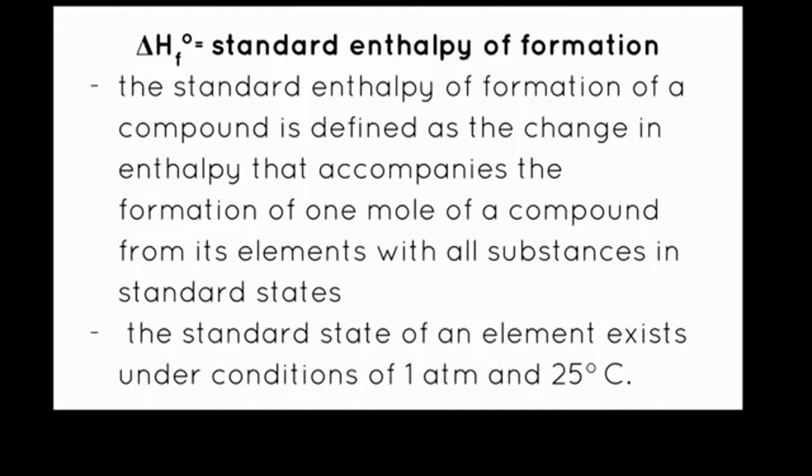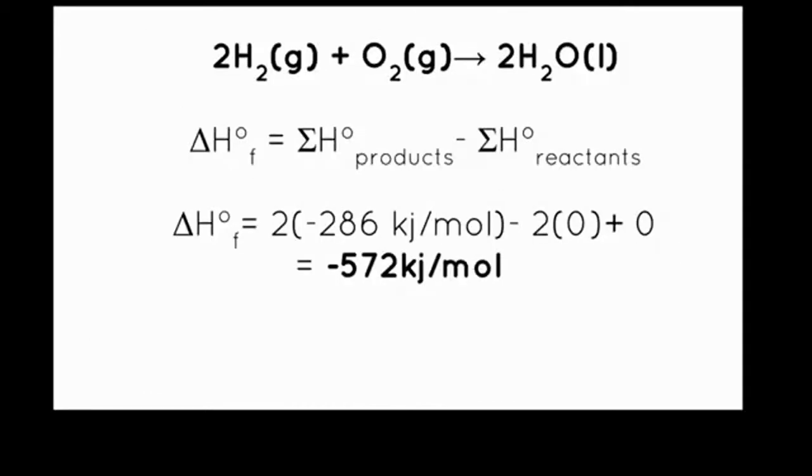So that's what the degree sign means. That means standard conditions. So here's an example problem. 2H2 plus O2 yields 2H2O. And like I said earlier, the equation is delta H, or standard enthalpy of formation, equals the sum of the products minus the sum of the reactants, the delta H values for all those.